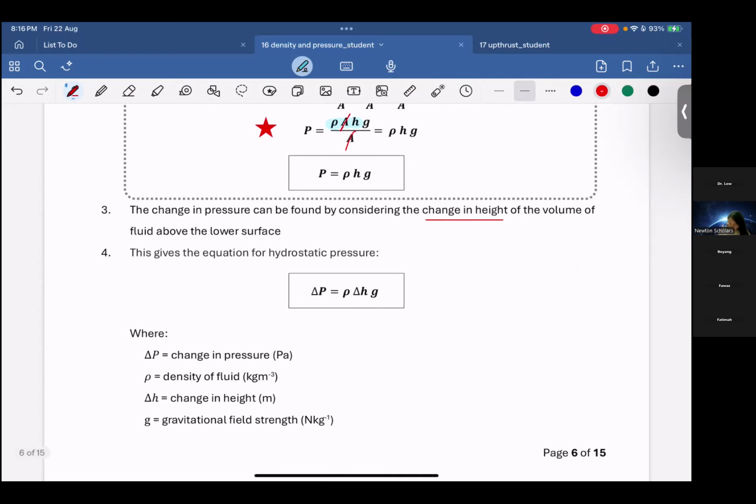Okay, so this one, I call it depth. Here also can call it height. Change in height, or we can call it a depth. So when this changes, of course your pressure will be changed. So the change in pressure can be found by considering the change in height. So when this part changes, the pressure difference will also change. Okay, we go to your next page.